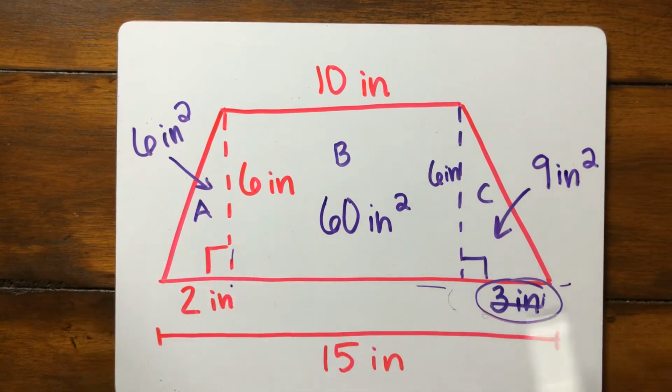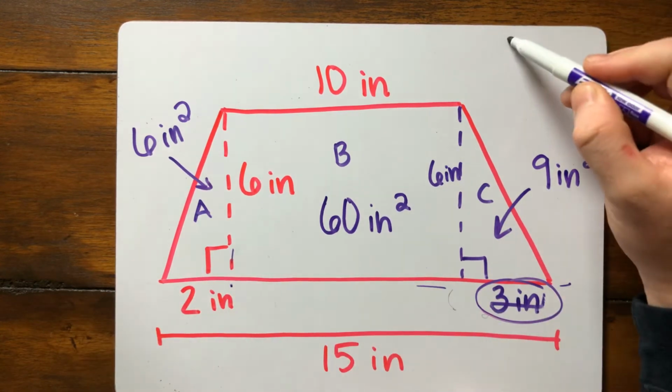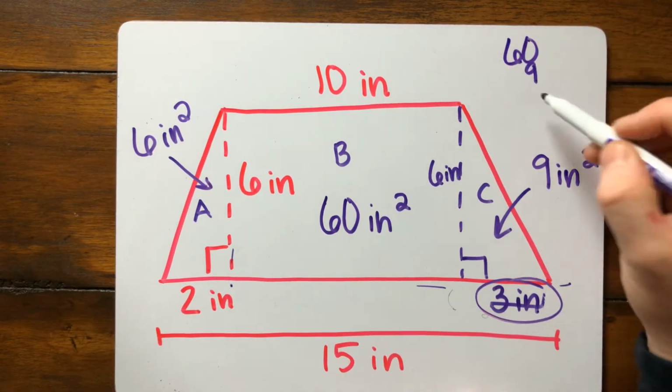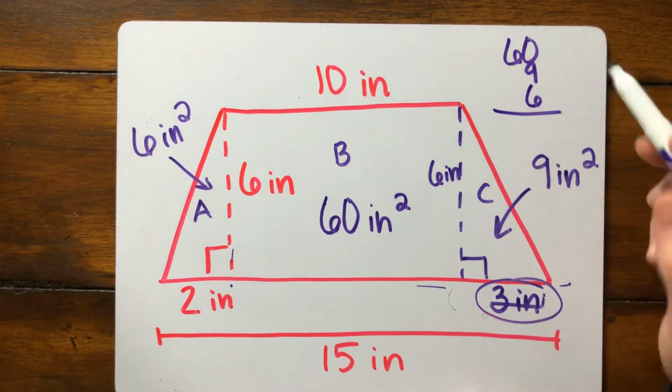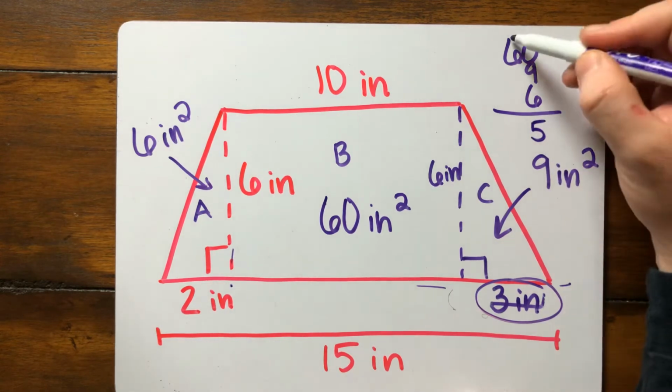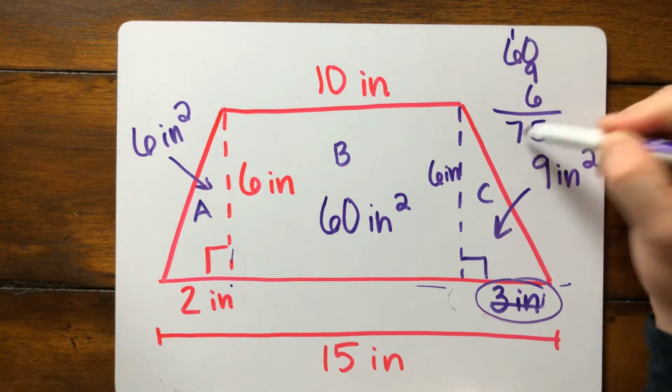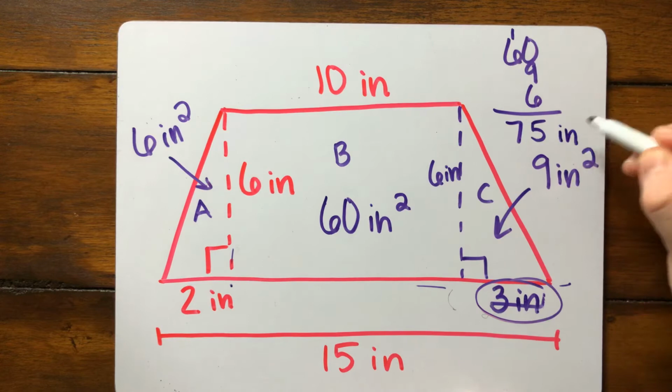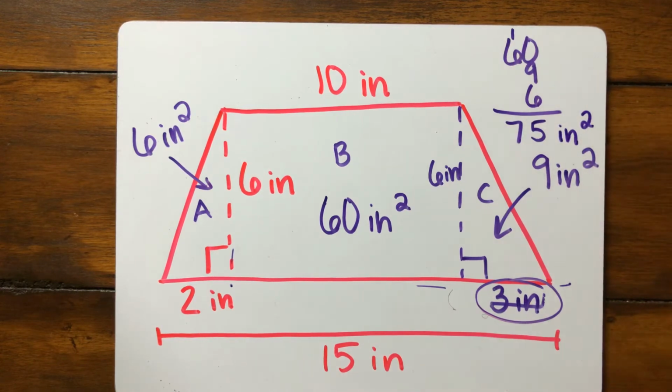So if we add up all of these things, 60 plus 9 plus 6, 9 plus 6 is 15. We end up getting 75 inches squared for that one.